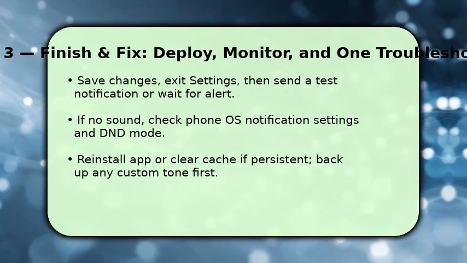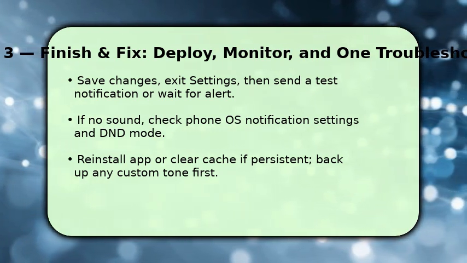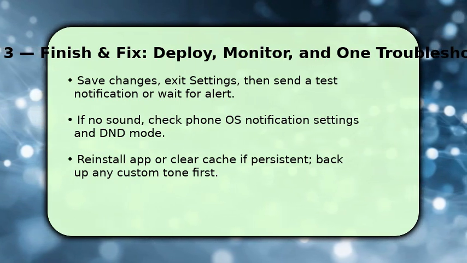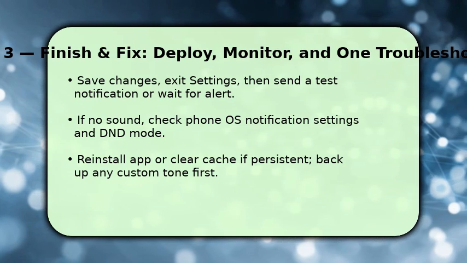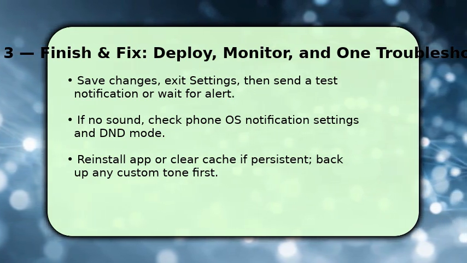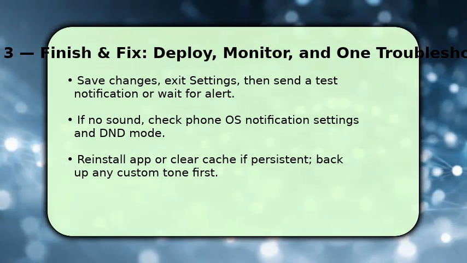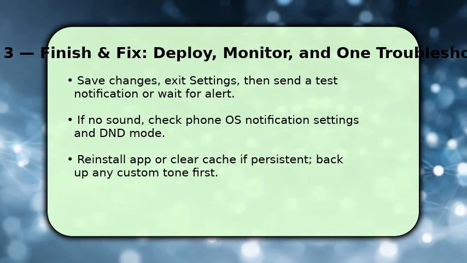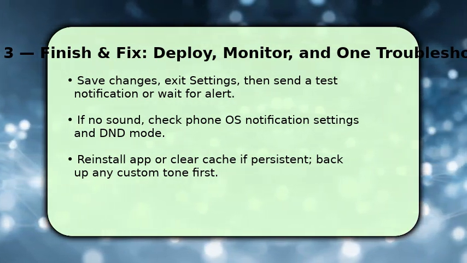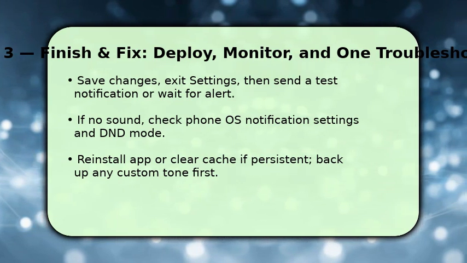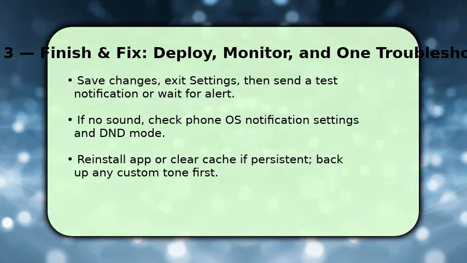notification. If you don't hear the sound, check your phone's OS notification settings, make sure TikTok notifications aren't muted, and that Do Not Disturb is off. Also verify the ringtone assignment wasn't overridden by a system profile. If problems persist, clear the TikTok cache or reinstall the app. And remember to back up any custom tone files before reinstalling so you don't lose them.